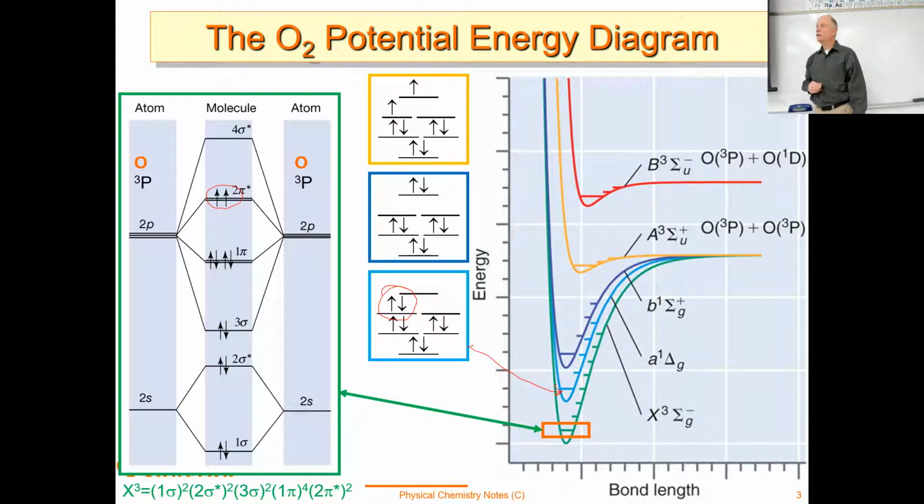Everybody see that? Okay. What if we put them paired up, but put them in the sigma antibonding orbital? Then that's this blue one down here. What if we left them spin unpaired, and instead of the pi star, we put one in the sigma star? That's this one right here. And I'm actually not sure where the red one is. I don't know the electron configuration for this red one.